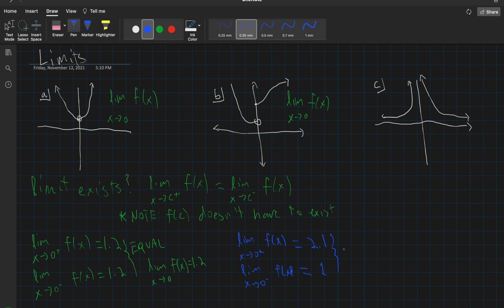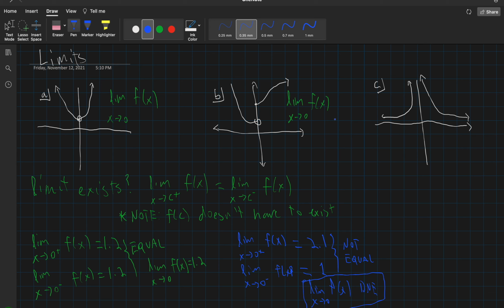So what we see from these two is that they're not equal. And since the left-hand limit and the right-hand limit do not agree, then what we can say is that the limit as x approaches 0 of f of x in this case does not exist. That's what DNE stands for. It does not exist. So this would be the solution in this case. We conclude that the limit does not exist.